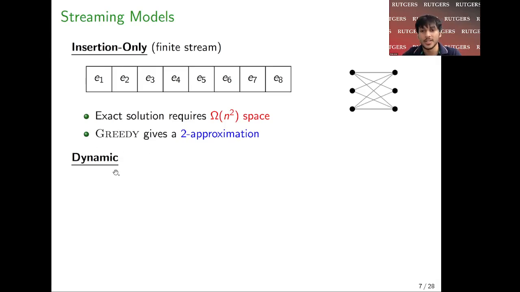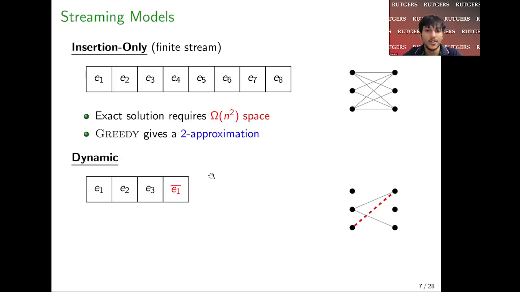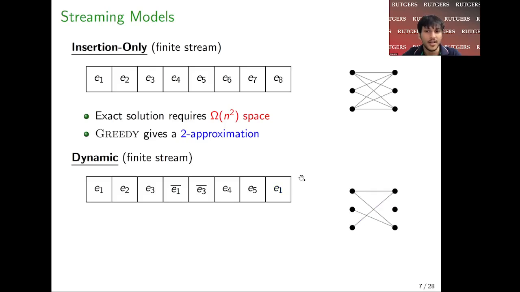So this is insertion only streams, but what if edges could also be deleted? That's where dynamic streaming comes in, and edges can be inserted or deleted here. If you look at an example, these edges are inserted, and now you see this red edge, that's an edge deletion. So E1 was inserted and now it's deleted. And then you have some more insertions and deletions. And over here you can see that E1, which was deleted, can be inserted back again. This could happen even multiple times. All right. So this is the final graph, and you want to solve the problem on this final graph.